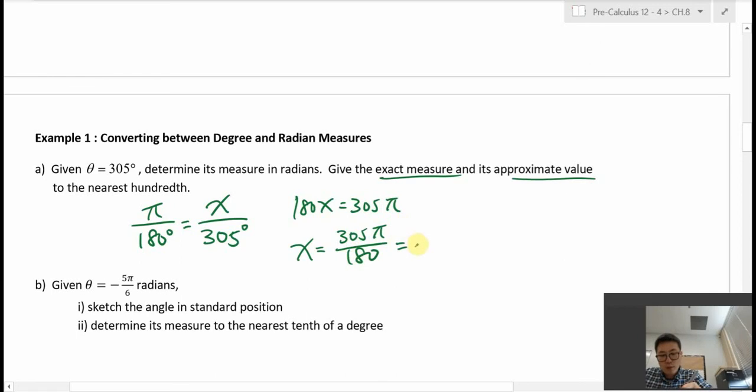You can reduce this. You can divide both by 5. You should get 36 and 61. Can we reduce this even more? I don't think so. So that will be the exact value answer.